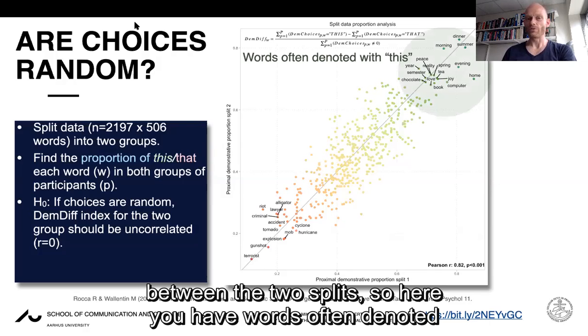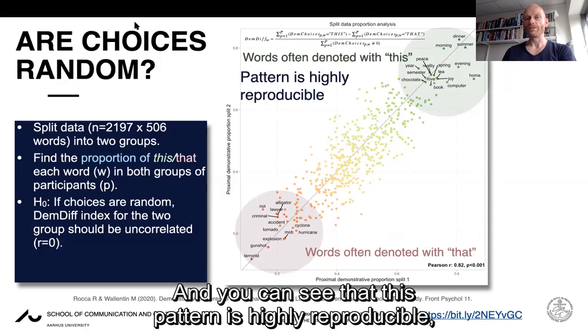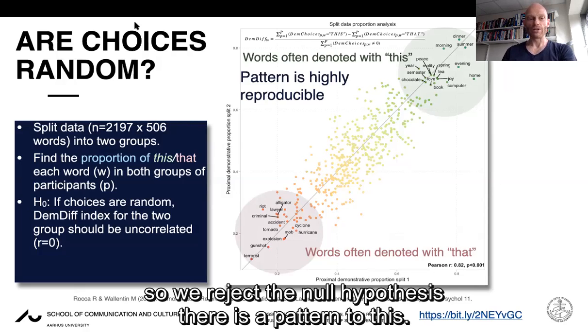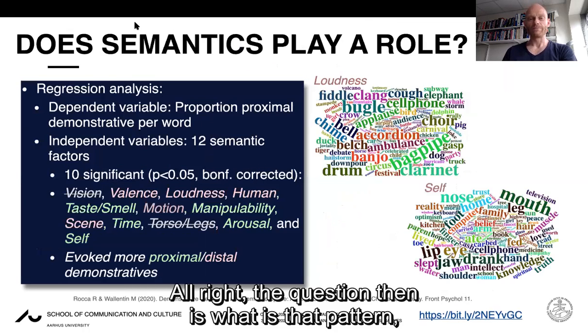So here you have words often denoted with "this", here you have words often denoted with "that". And you can see that this pattern is highly reproducible. So we reject the null hypothesis. There is a pattern to this. Right. The question then is, what is that pattern?